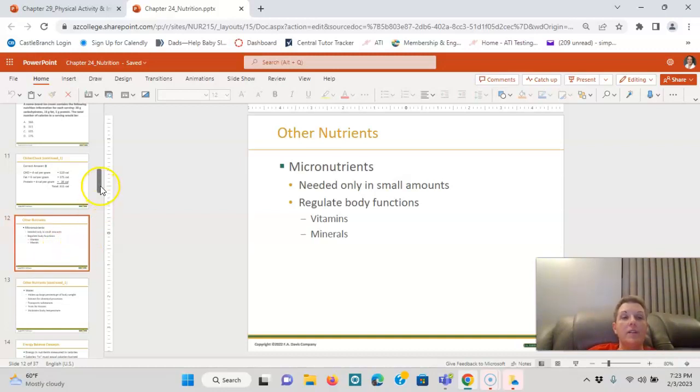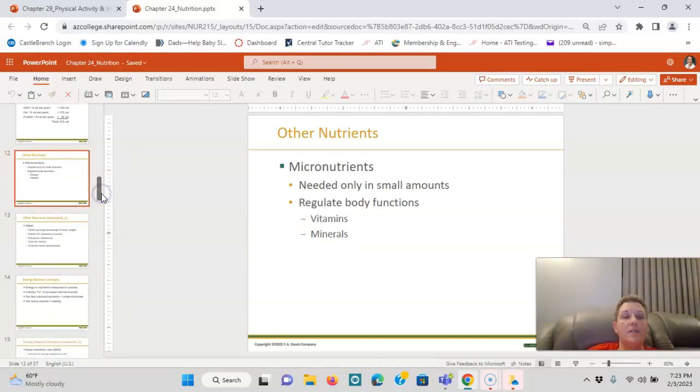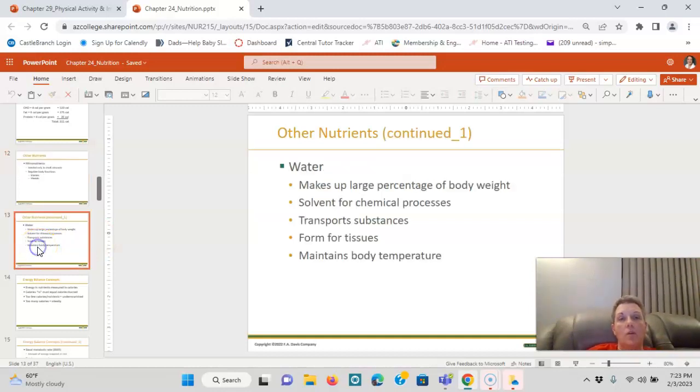Micronutrients are things that we only need in small amounts. So vitamins and minerals, things like that, are considered micronutrients versus macronutrients. So again, water: the body is made up of a large percentage of water. It's the solvent for all chemical processes in the body. It transports substances. It forms tissues. And it has the ability to help you maintain your body temperature.